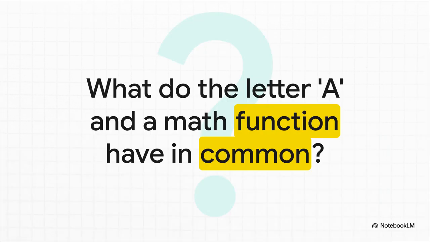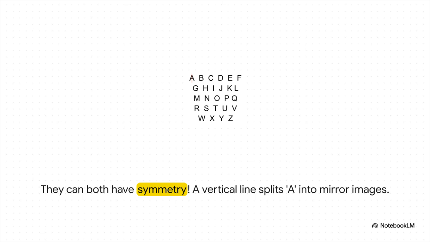So, to get us started, I've got a little riddle for you. What could a simple letter from the alphabet, like A, possibly have in common with a mathematical function? Sounds kind of random, right? But they actually share this really cool, elegant property. You got it. It's symmetry.